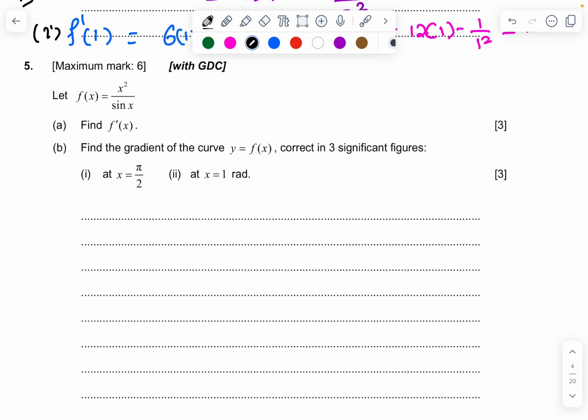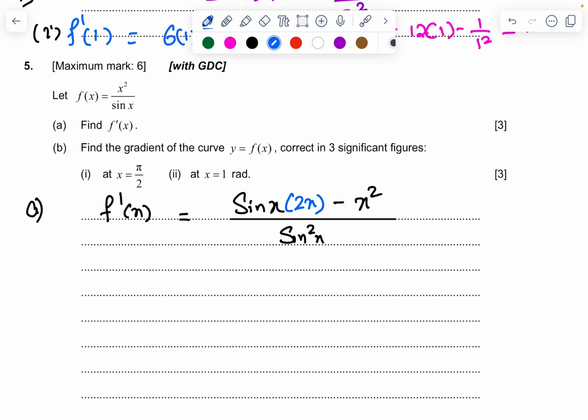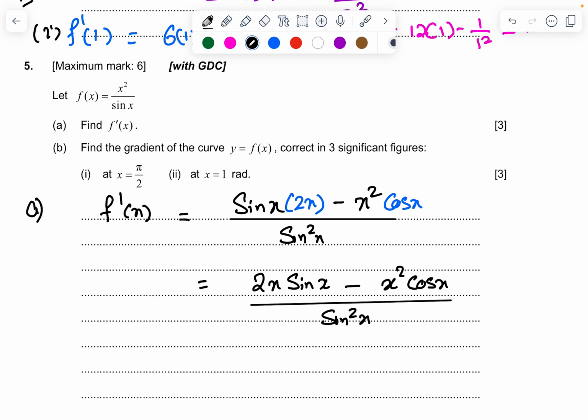Question number 5. F of x is given, find f prime x. So f prime x is going to be, for part A, sine square x, then sine x. X square derivative is going to be 2x minus x square as it is. Sin x derivative is cosine x. This is the answer. We can leave it off there, or we can just simplify: 2x sin x minus x square cosine x divided by sine square x.